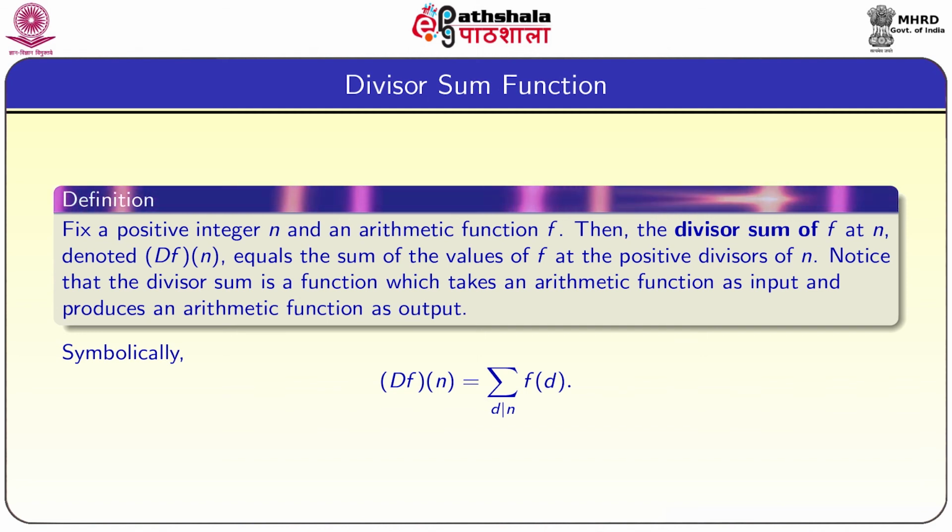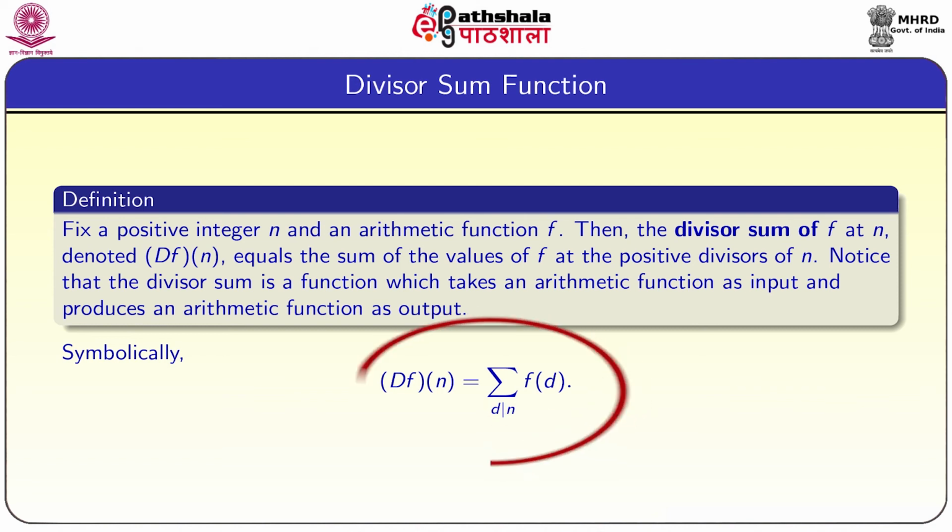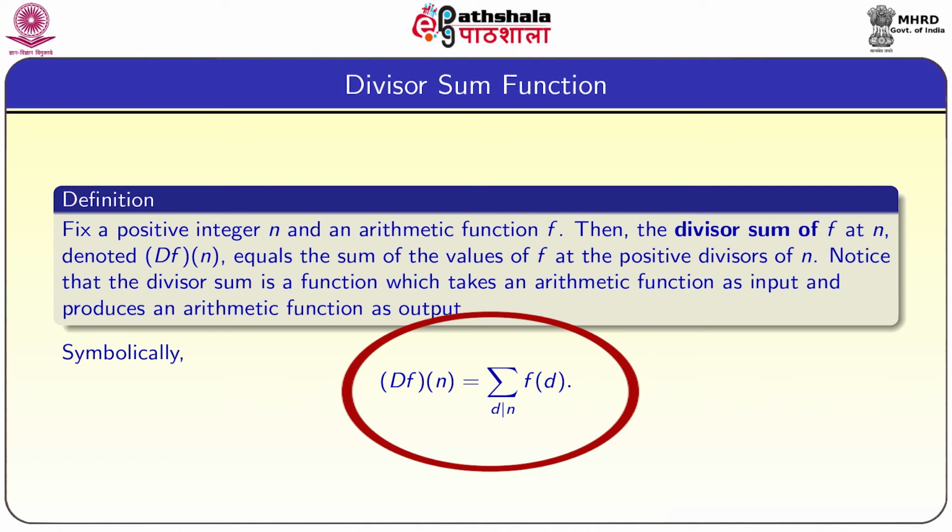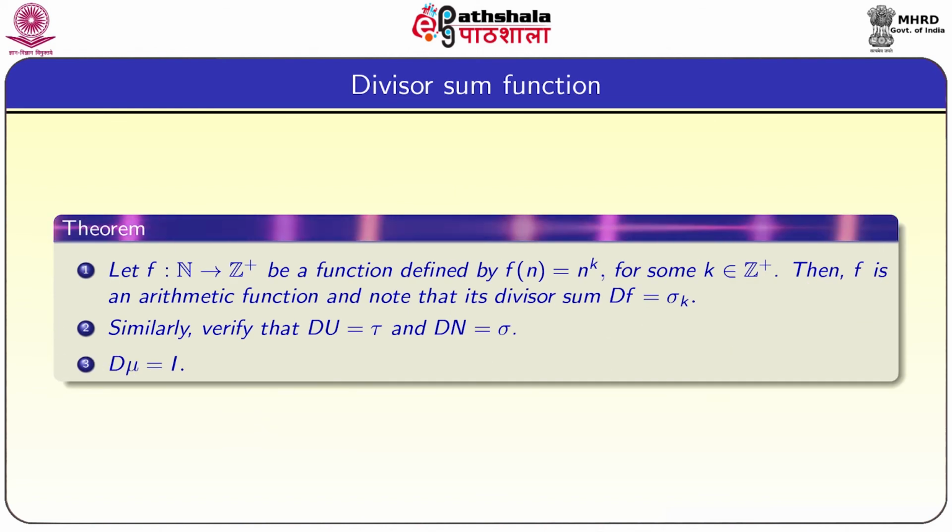And we are going to define the divisor sum function. Fix a positive integer n and an arithmetic function f. Then the divisor sum of f at n, denoted by df of n, is defined as the sum of the values of f at all positive divisors of n. That is, symbolically, df of n is equal to the sum over d dividing n of f of d. Notice that the divisor sum function takes an arithmetic function as an input and produces an arithmetic function as an output. Okay. So, now the divisor sum function has some nice properties.